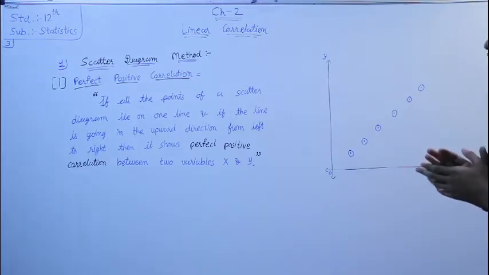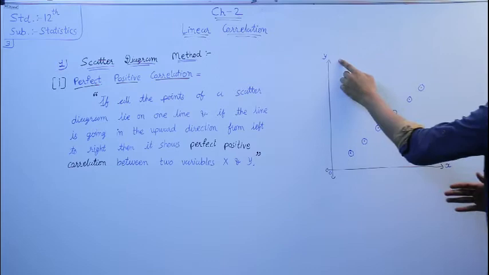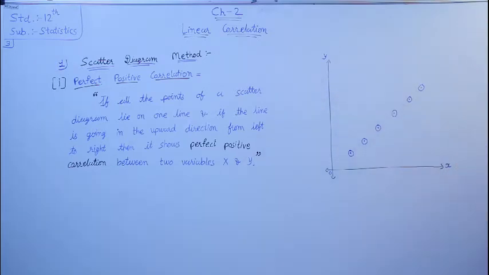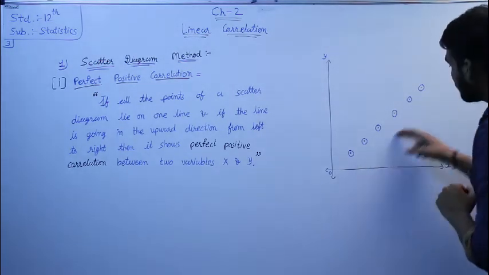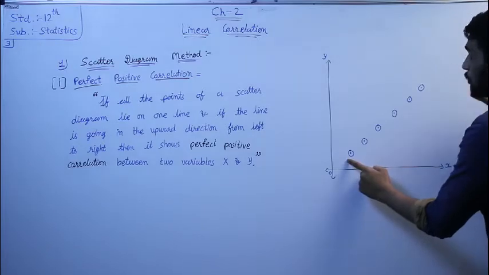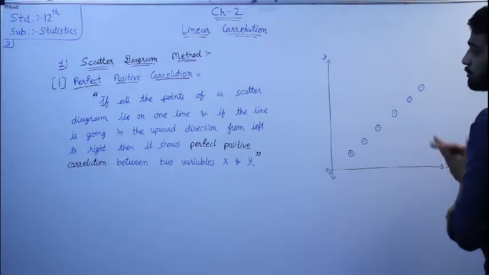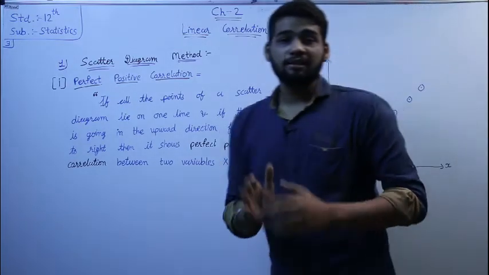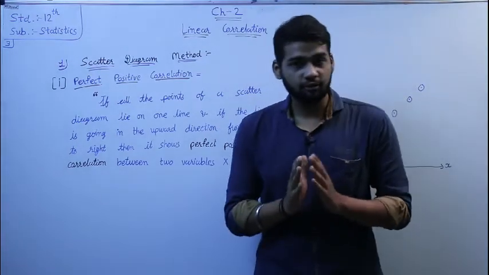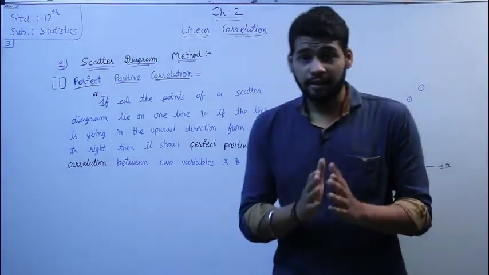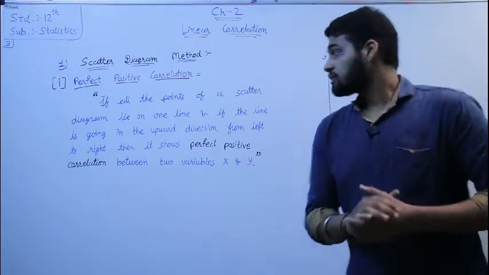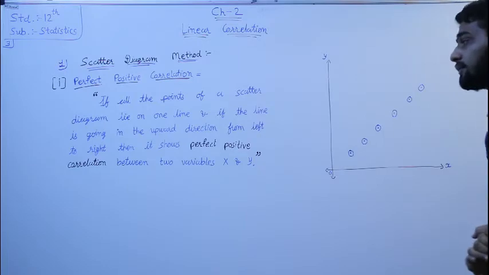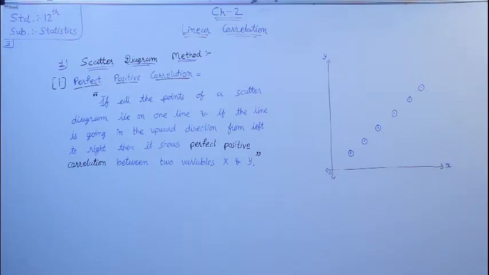Let me understand it by example. Here this is the y axis and here the x axis. Some points are plotted on this graph, and this graph shows an upward direction from left to right. So this is our perfect positive correlation. Understood students? Let me take one example. Please note down this first type and its definition, and draw this graph in your notebook.